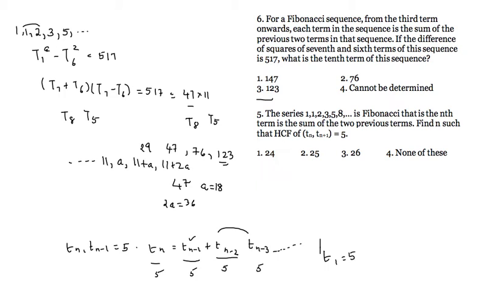Has to be a multiple of 5, right? Which is not true. We know T1 is 1. So this is never going to be possible. So answer is none of these, right? In fact, if the first two terms are 1 and 1, then your Fibonacci sequence will always have HCF between two consecutive terms as 1, right?